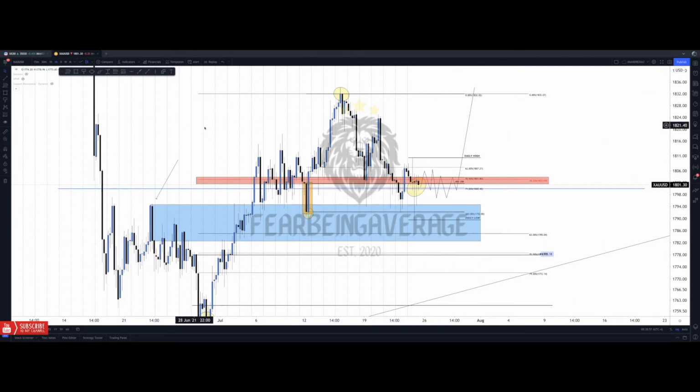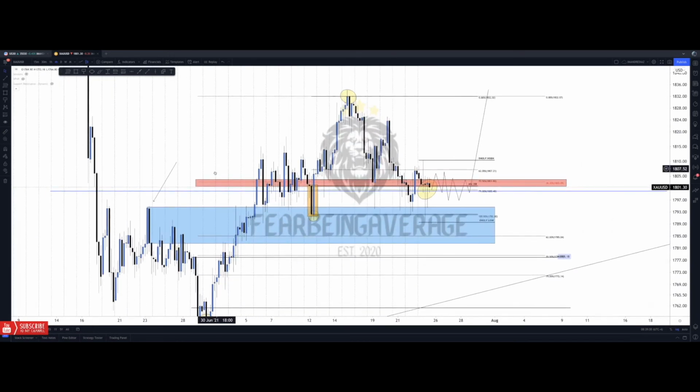And if you understand the way price action works and the concepts of breaker and order blocks, you understand that price right now is respecting one that it previously respected right here, and it's also respecting right here.